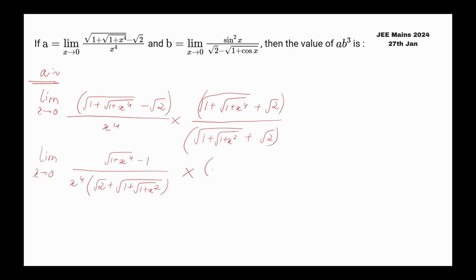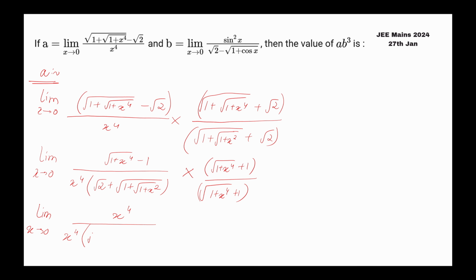If I rationalize this now, I have to multiply by 1 plus x to the power 4 plus 1 upon root under 1 plus x to the power 4 plus 1. So upon now multiplying this, what do we get? Limit x tends to 0. Here I would have 1 plus x to the power 4 minus 1. 1 and 1 would get cancelled out. I would have x to the power 4.